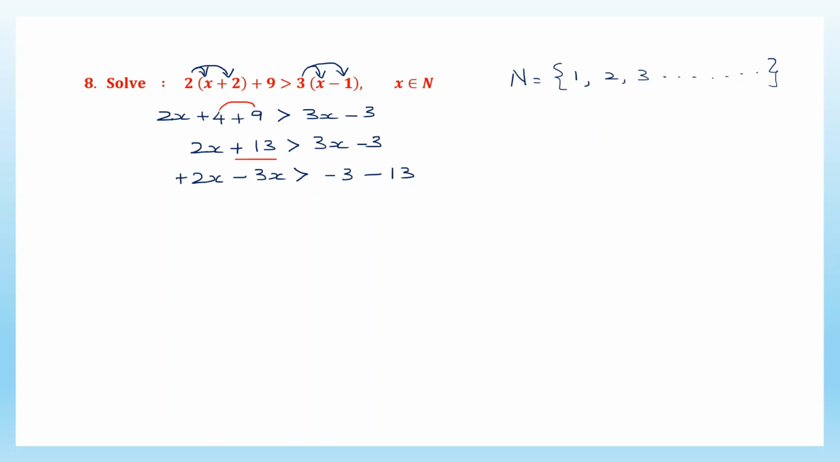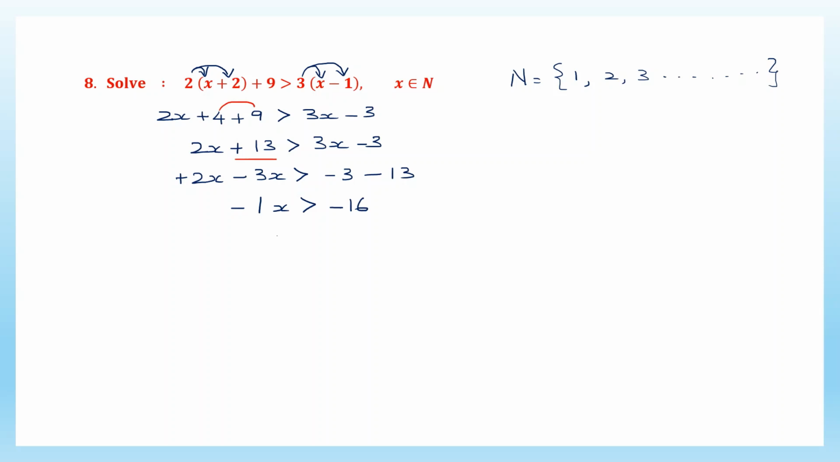So simplify the left hand side. Plus and minus signs are different. So put the sign of the bigger number and subtract. 3 minus 2 is 1. 1x is greater than, on the right hand side we have two minus signs. Since signs are the same, put the same sign and add. 13 plus 3 is 16.